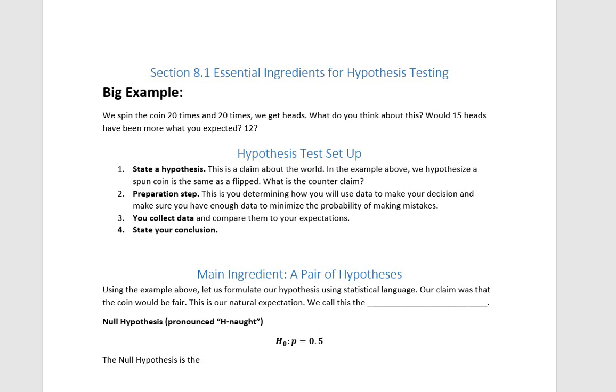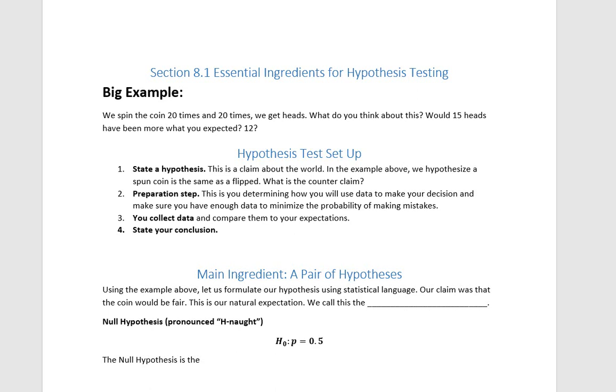Okay? So let's say that we spin a coin 20 times and 20 times we get heads. What do you think about this? Do you think the coin is fair or unfair? What would happen if instead we got heads 15 out of 20 times, or about 12 out of 20 times? So which one lines up more with our expectations of a fair coin, and which ones line up more with one that was, say, unfair?